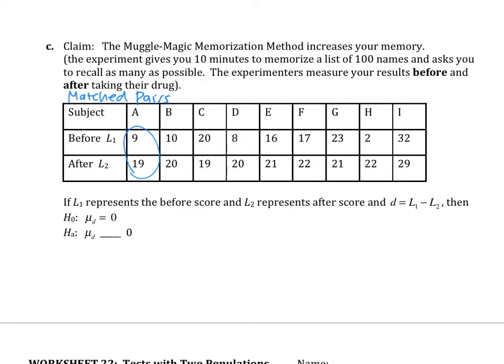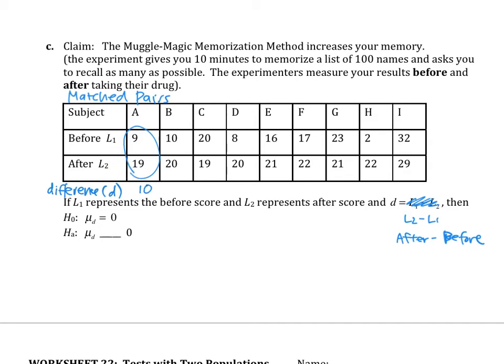So when we have this kind of situation, what we do is create a difference sample, denoted as D. What we care about is how much they improved. So we can do L1 minus L2, but I like to look at it as L2 minus L1, which is after minus before. So just look at the difference. Look at person A. This person started from a score of 9 and then it became 19. Wow, 10 points better. So the difference is going to be 10, because it's 19 minus 9.